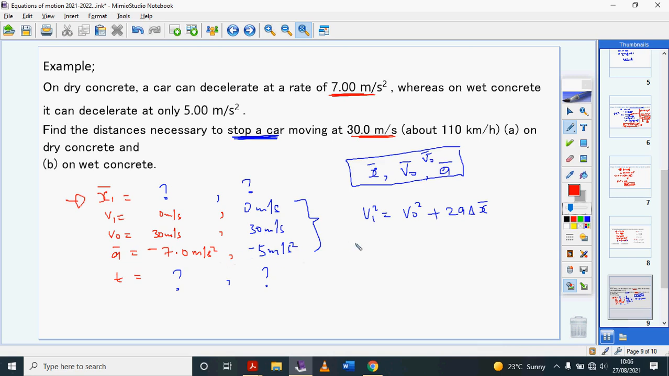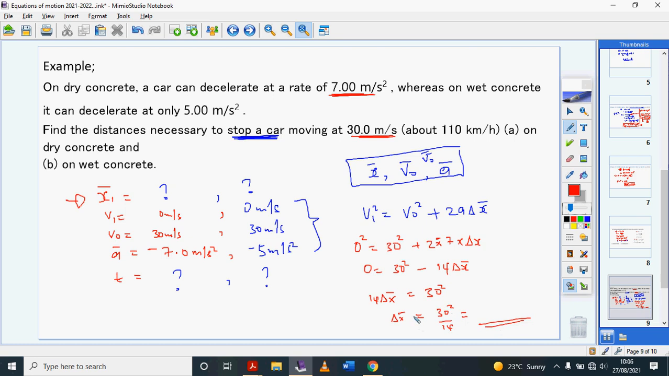For the dry concrete, the final velocity is 0. The initial velocity is 30, so 0 squared equals 30 squared, plus 2 times the acceleration, which is deceleration, negative 7, times change in displacement, which I am looking for. This is a very simple math equation because it's just 30 squared minus 14 delta x. So I can take the 14 delta x to the other side, and that's equal to 30 squared. The change in displacement will be 30 squared divided by 14, which gives you the answer.